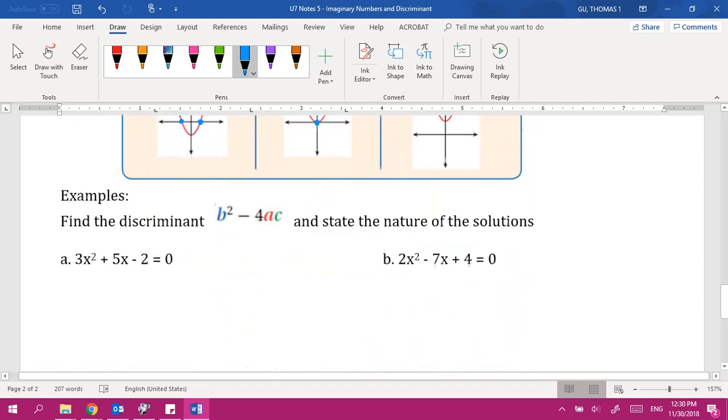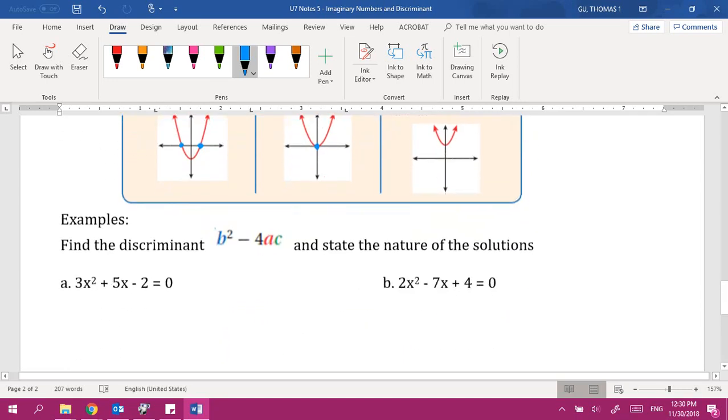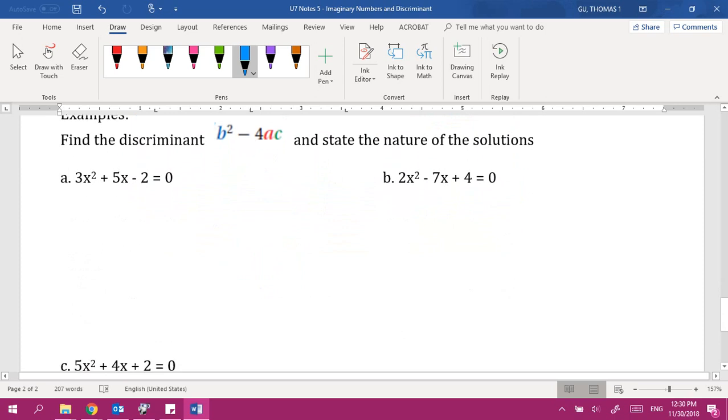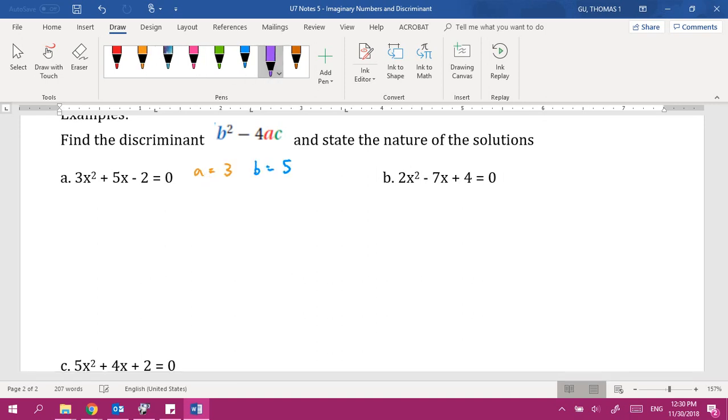So then lastly, let's do some examples using this information now. The discriminant. They want you to find the discriminant, so give the number that is the discriminant, and then tell how many solutions you have and what kind of solutions you have based on the discriminant. So you got to find your A, B, and C first. Is A lined up like it should be? Yes, it is. So what is A? What's B? And what is C?